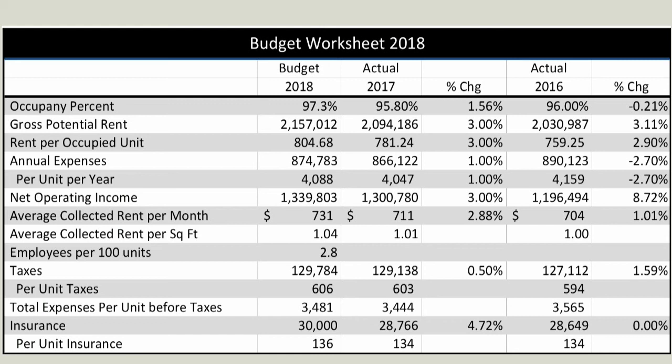Expenses should not vary by more than a few points. If they do, you might have something wrong. You can use the per unit amounts to compare properties that are similar but have a different number of units. In this example, we see that total expenses on a per unit basis appear reasonable.